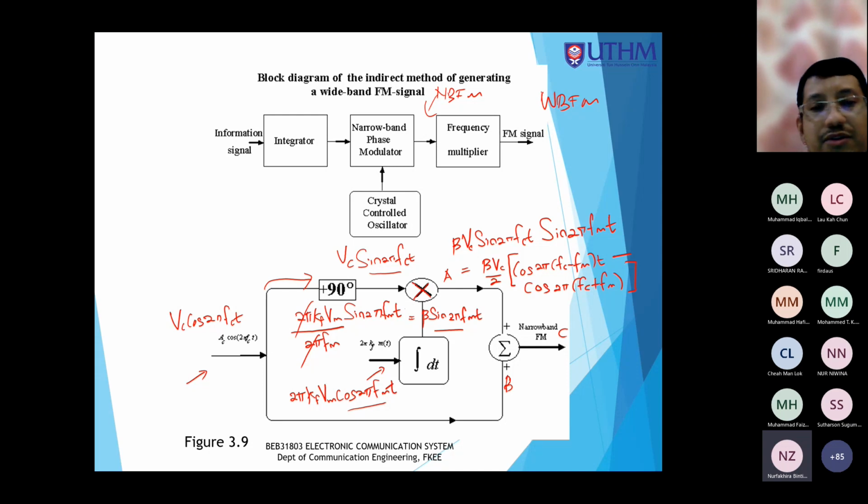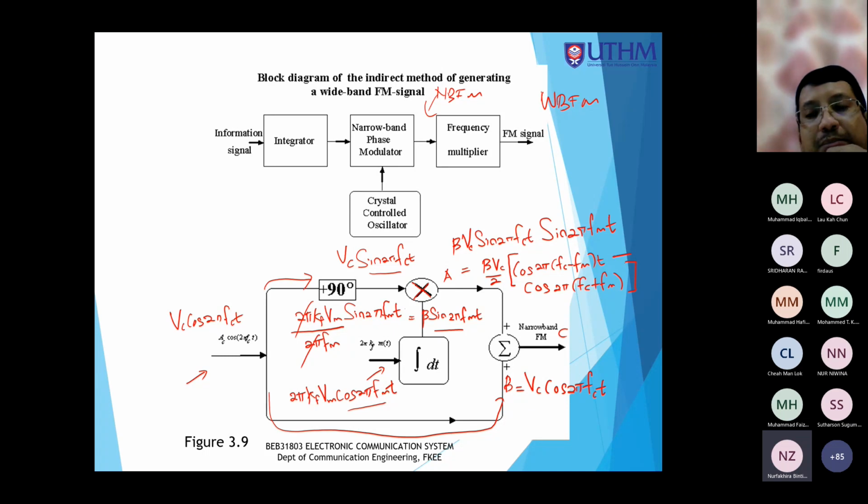What about point B? Point B will be the same as the input, which is Vc cos 2π fc t. Then at point C, what happened? At point C you will add both A plus B. So point C is equal to point A plus point B.